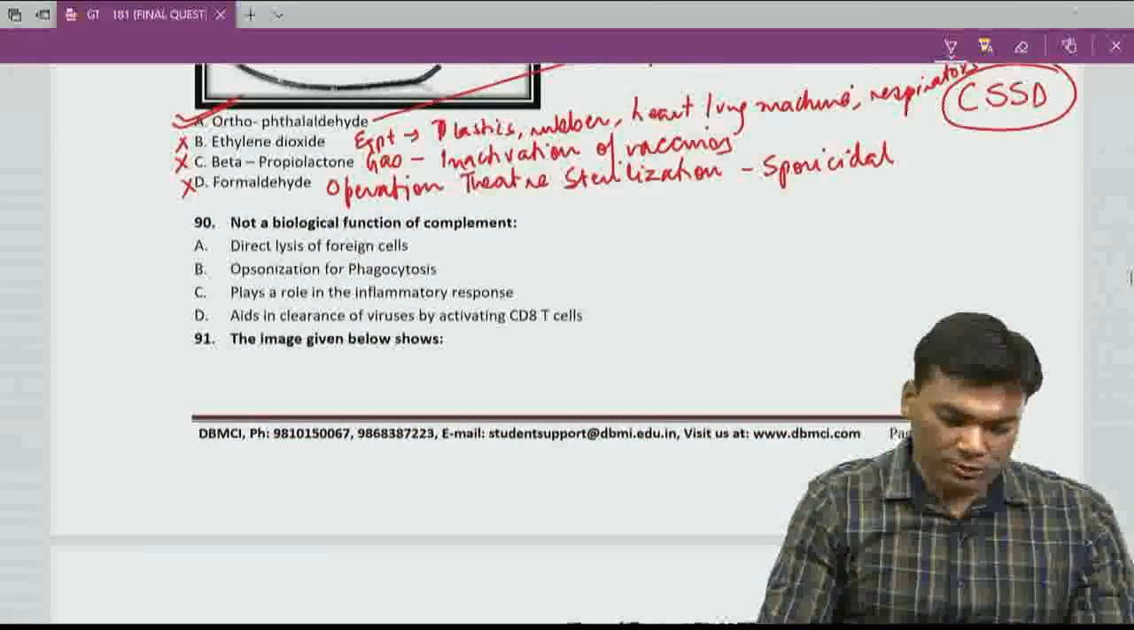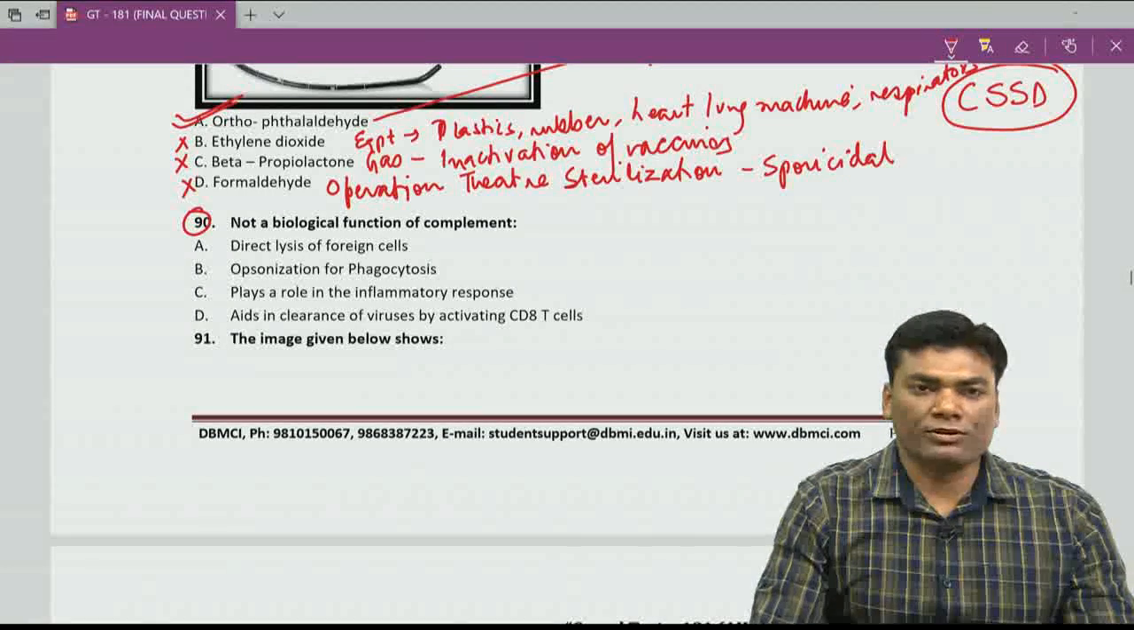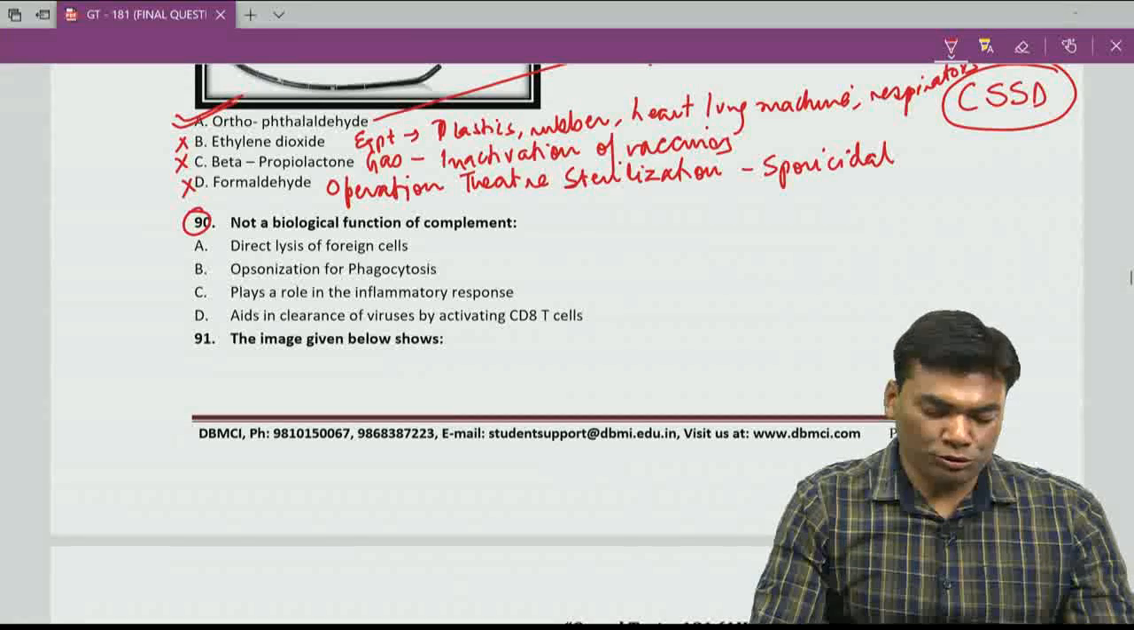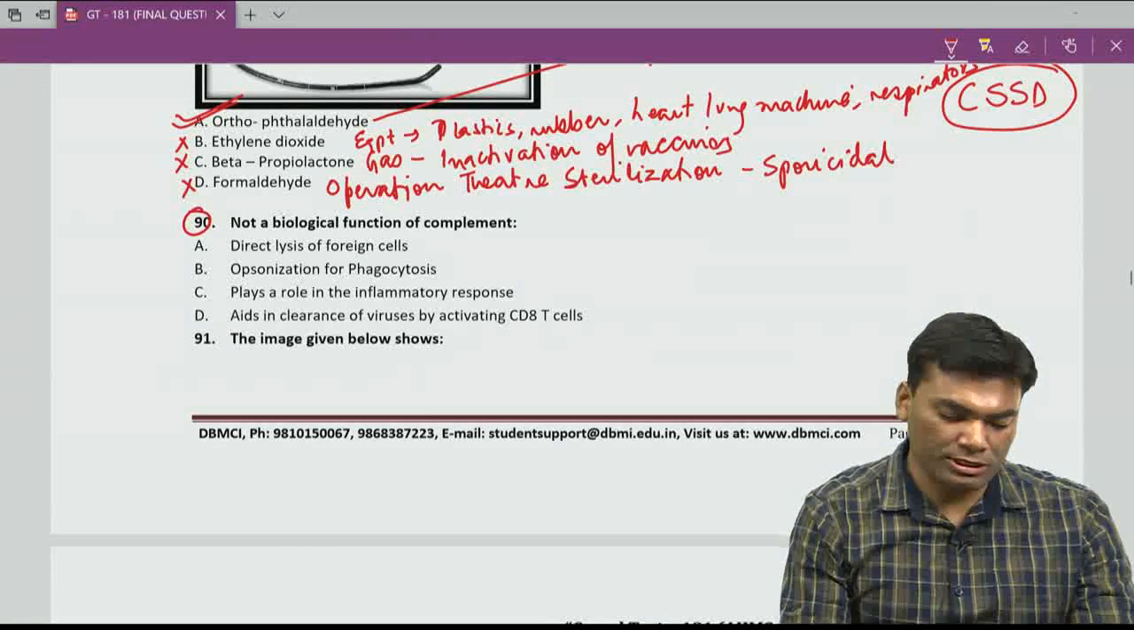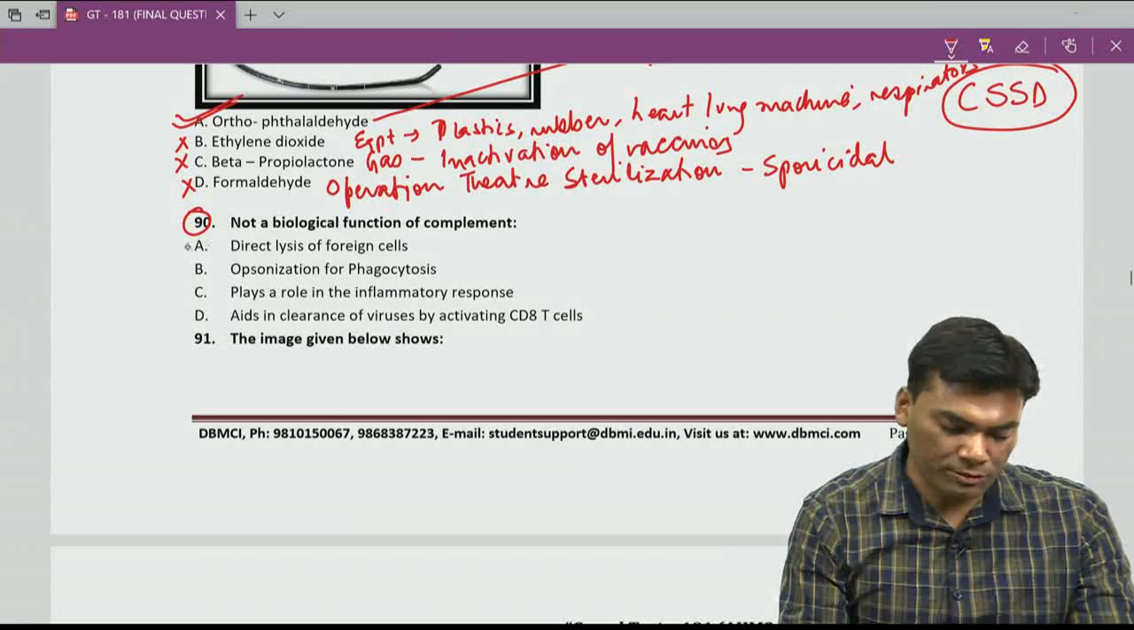Okay. The next question is which is not a biological function of complement. Now complement is a very, very important topic, so you should know about these options. The first is direct lysis of foreign cells. So this is correct.